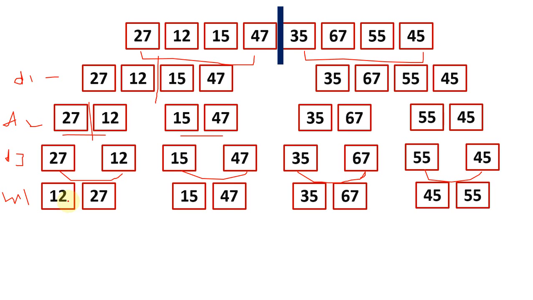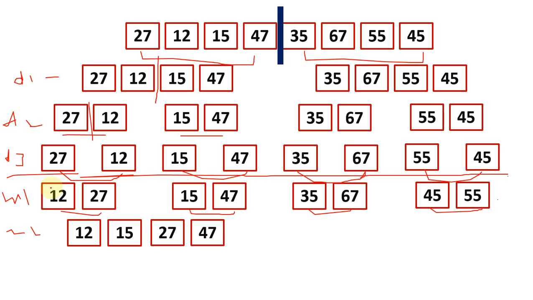So from here, dividing is done and the merging procedure will start with the first level of merging. We find 12, 27 in one list, 15, 47 in the second list, 35, 67 in the third list, and 45, 55 in the fourth list. So from 8 lists, we have now obtained 4 sorted lists. This is the first sorted list, second, third and fourth sorted list. Each sorted list has 2 elements. Okay, fine.